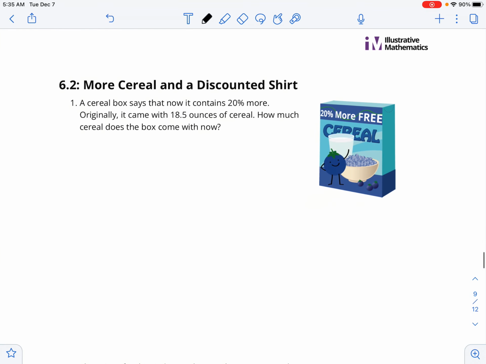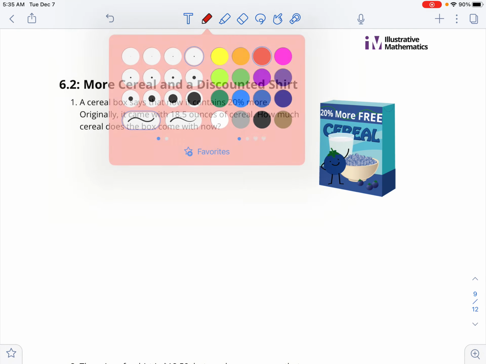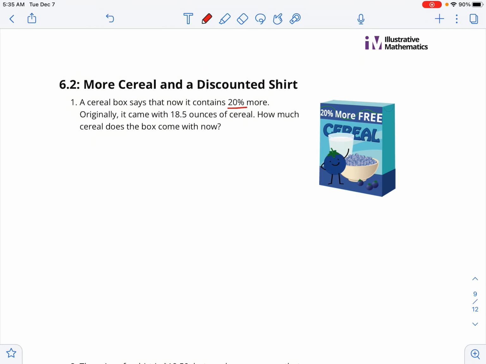6.2, more cereal and a discounted shirt. A cereal box says now it contains 20% more cereal. Originally, it came with 18.5 ounces of cereal. How much cereal does the box come with now? I'm going to underline my key information. 20% more cereal and an original amount of 18.5 ounces of cereal. The question is, how much cereal does the box come with now?